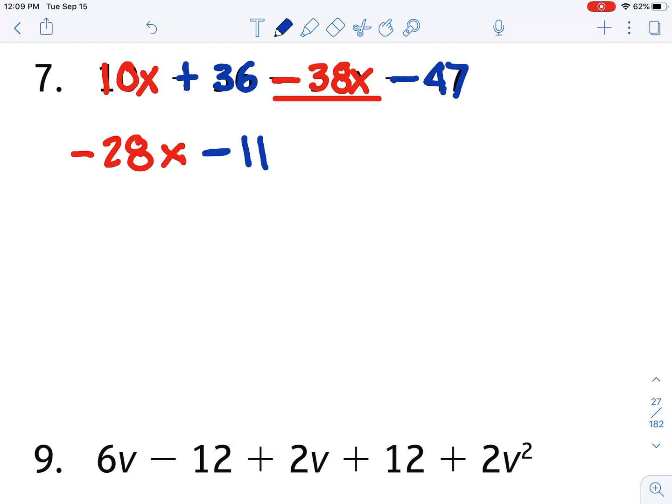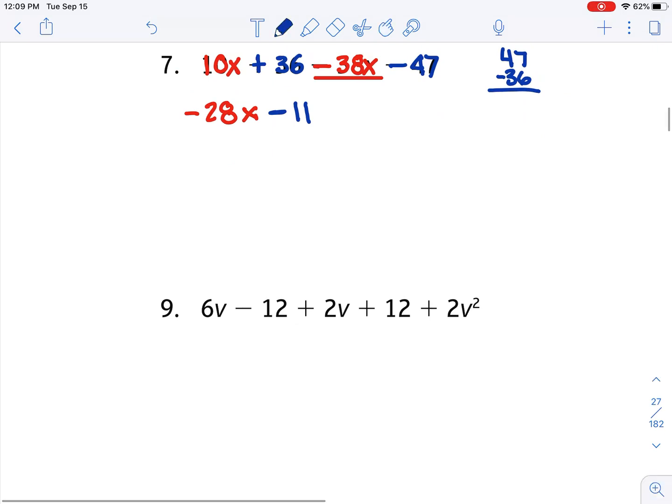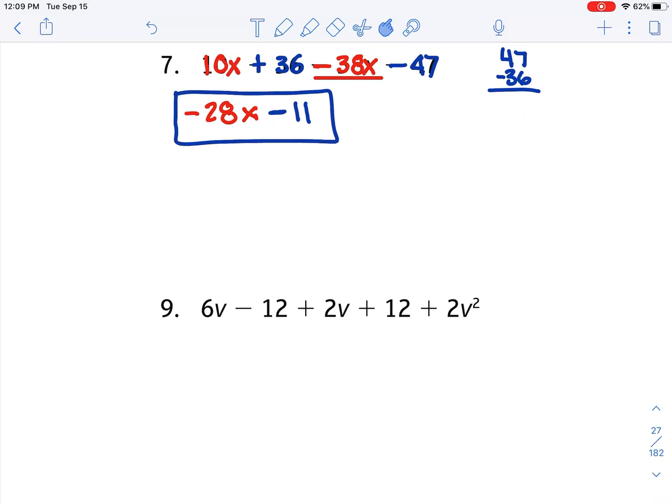I know that math might be difficult. I would switch this around and make the addition or subtraction that way. We're going to box our answer, and we're going to keep moving.